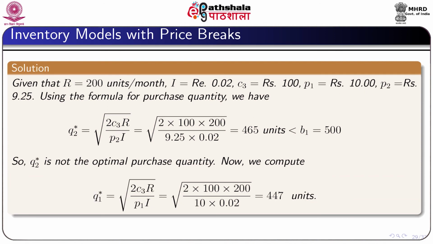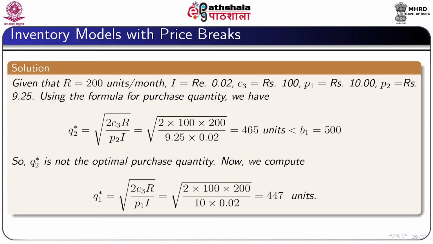In this case, we have R equal to 200 units per month, I equal to rupees 0.02, C3, the ordering cost, equal to rupees 100, and P1 equal to rupees 10 and P2 equal to rupees 9.25. Therefore, using the basic formula for purchase quantity, we find that Q2* equal to 465 units, which is less than B1 equal to 500. So, Q2* is not the optimal purchase quantity. Now, we proceed to find Q1*.